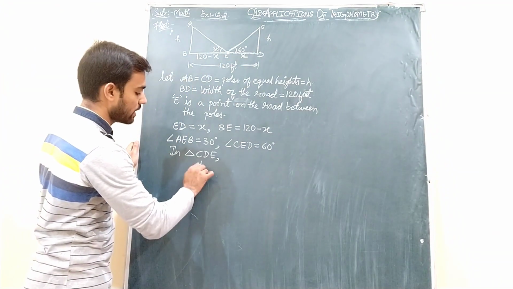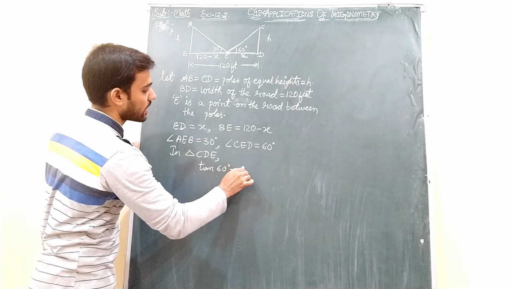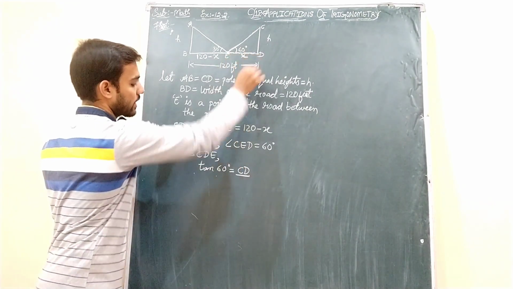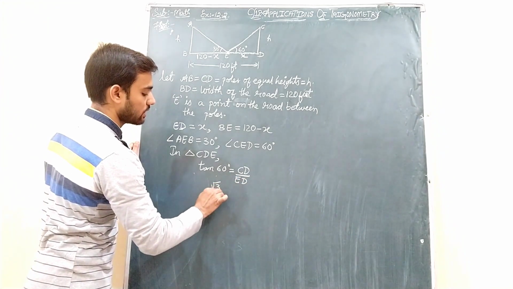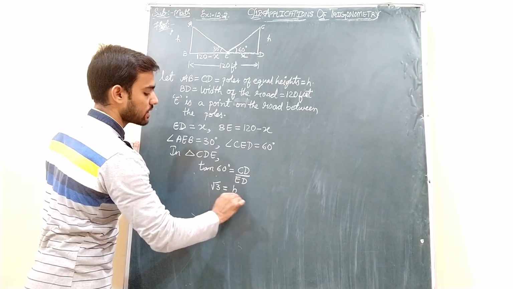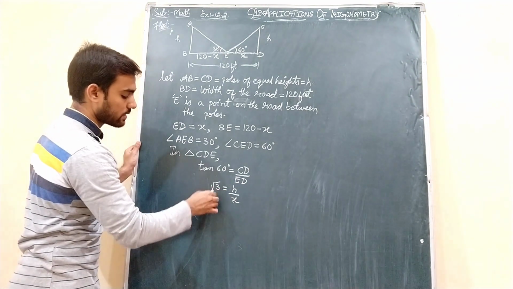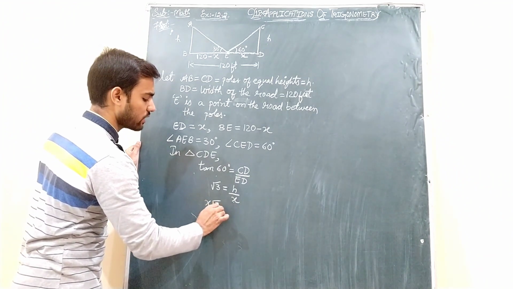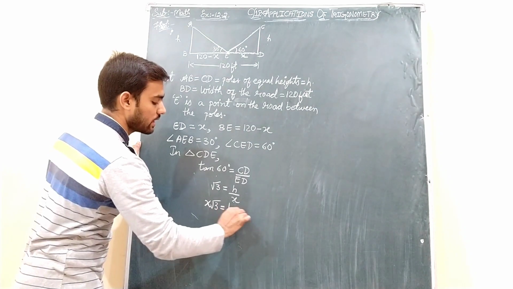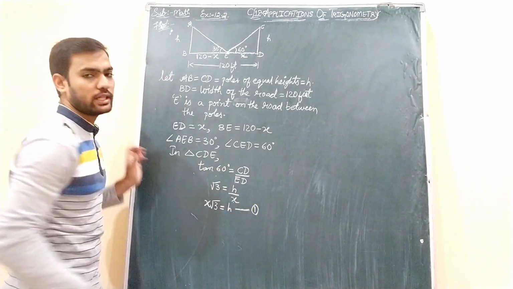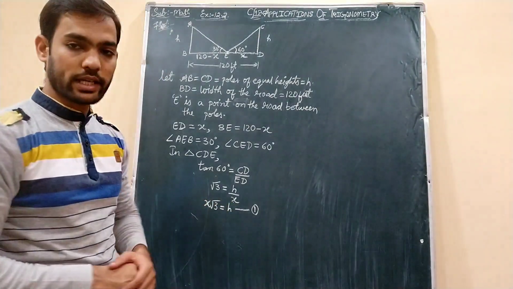So tan ratio we will take. Tan 60 degree is equal to opposite side, that is CD, and adjacent side is ED. Tan 60 value is √3, CD we have taken as h and ED we have taken as x students, right? So multiplying x over here, x into √3, or you can write √3x also, is equal to h. Take this as first equation. It is somewhat similar to question number 1 of this exercise that we have done. So h equals x√3 we got.